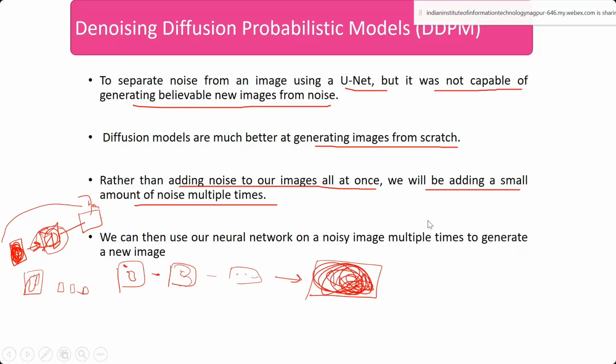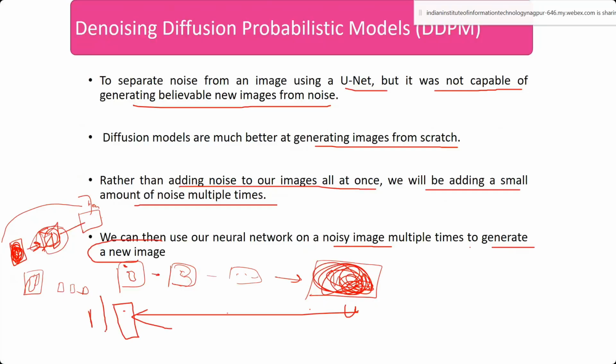So we add a small amount of noise multiple times till the image becomes a completely noisy image, and then we start removing that noise, a small amount at a time, till we get this dog image back. So we can use our neural network on the noisy image multiple times to generate the new image. Once your model has learned this, if I give it a normal image, the model will remove the noise and give me a generated image, or it will be left with the original image.